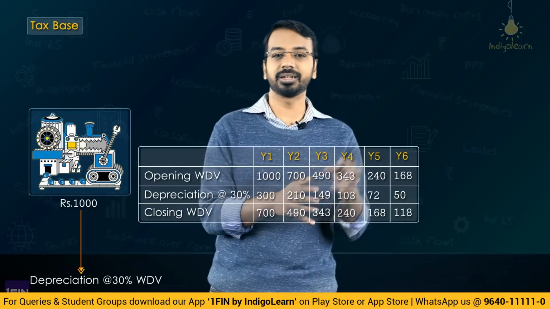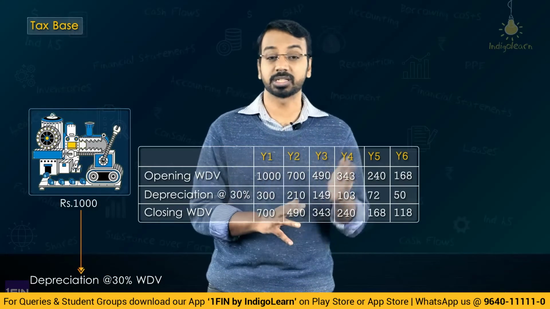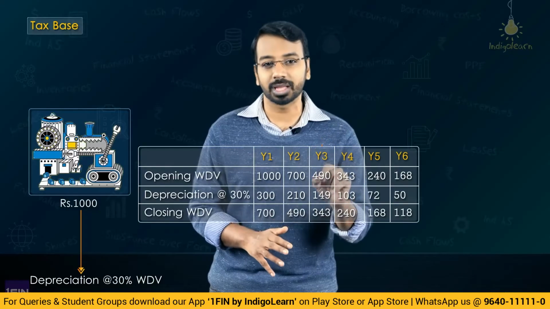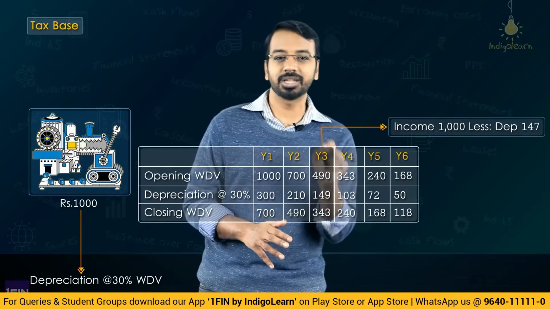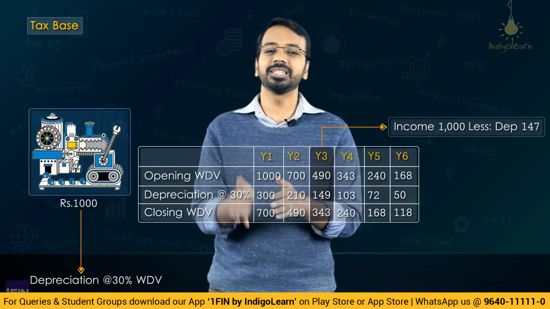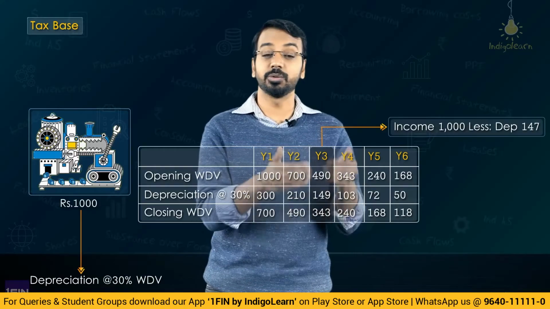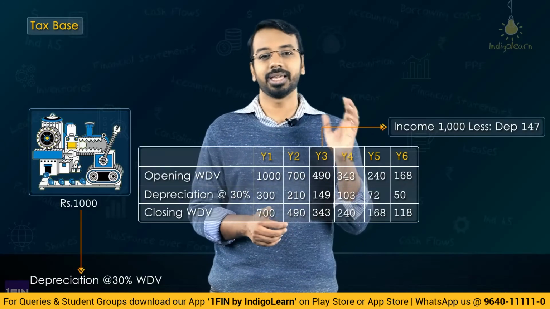So let's say in the next year there is an income of 1,000 rupees, after considering all the expenses before depreciation. From that 1,000 rupees, you will get depreciation deduction at 30% of this 490. Like this, in the future, whenever there is income, you will get a benefit of this depreciation. You will be able to deduct it against the income, right?